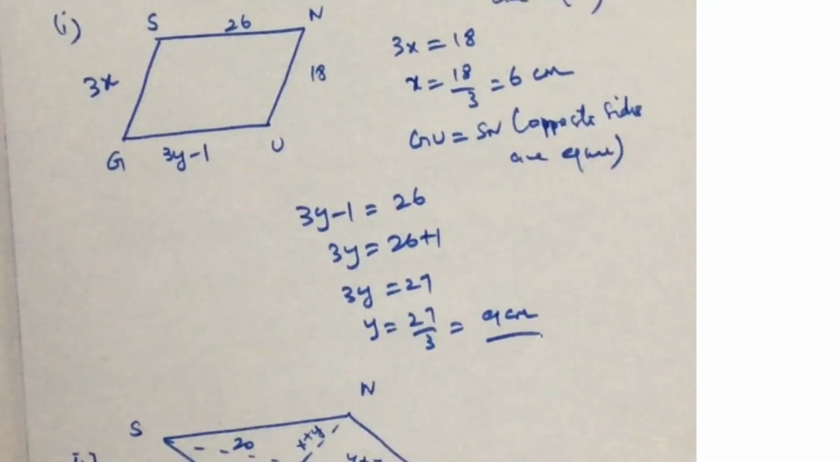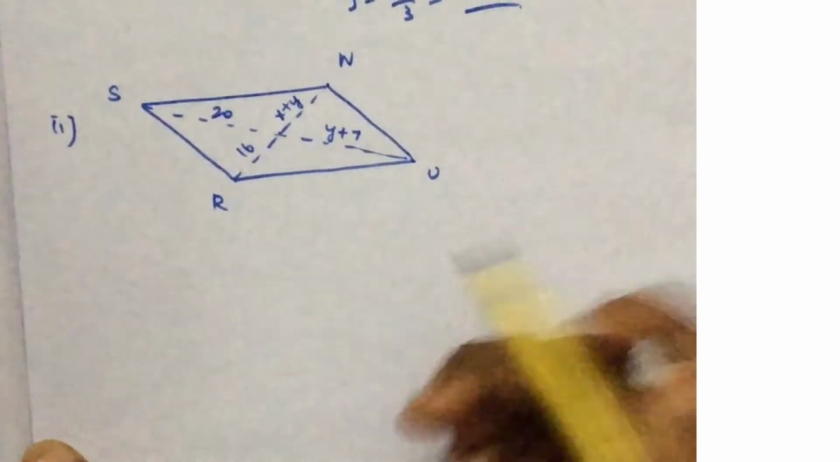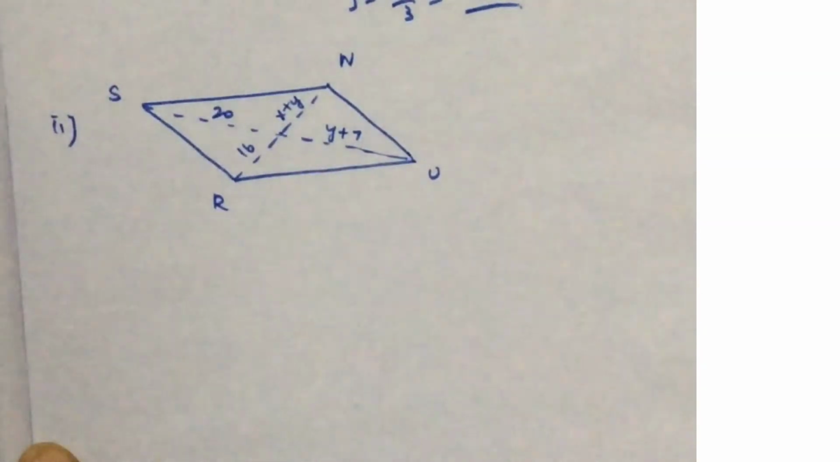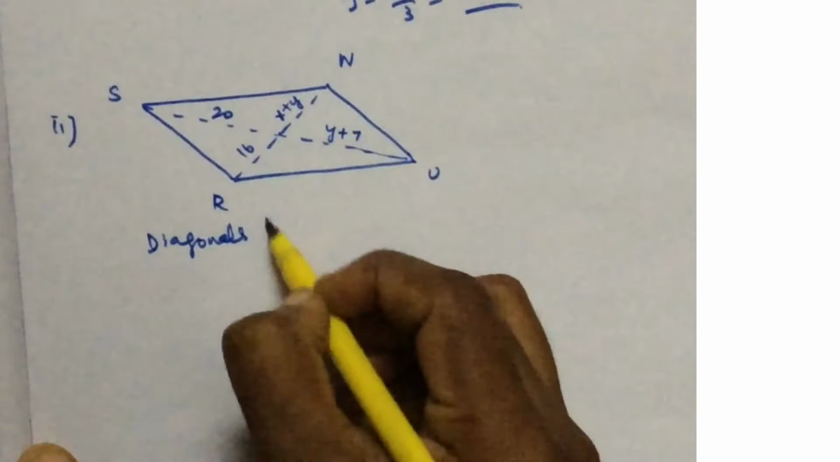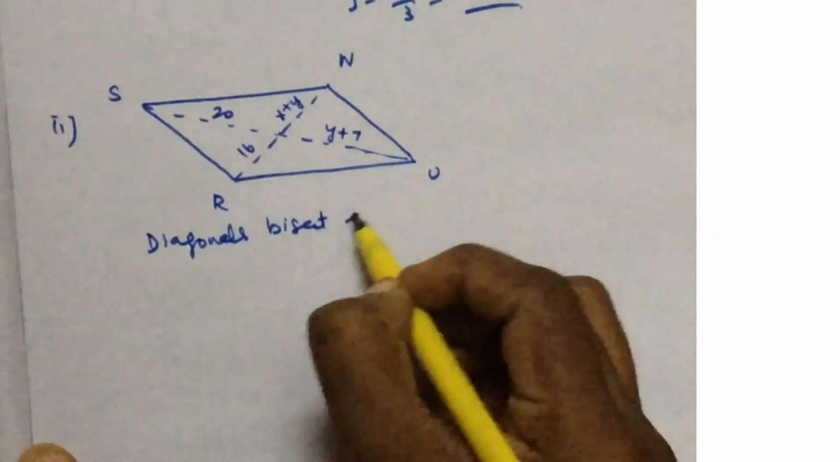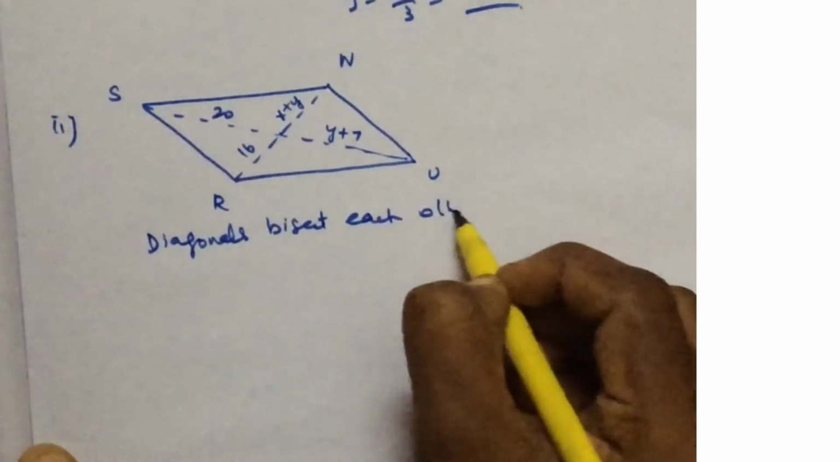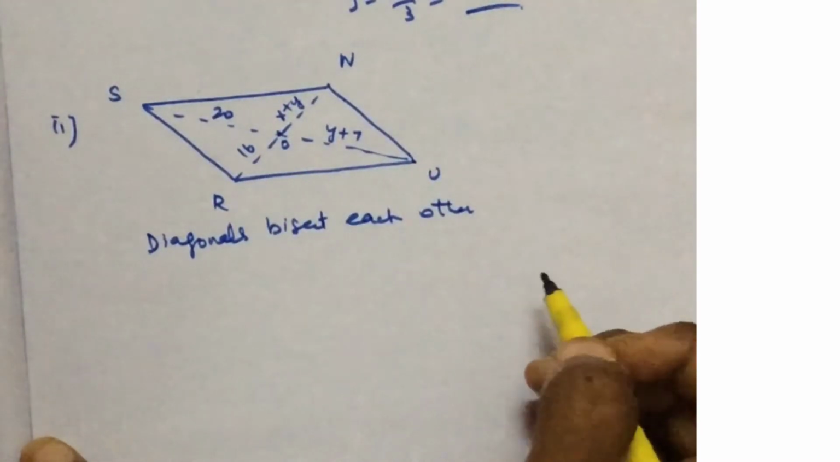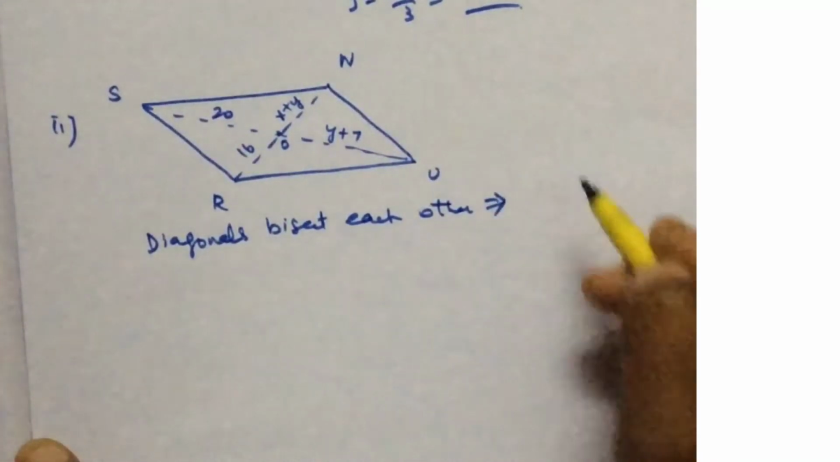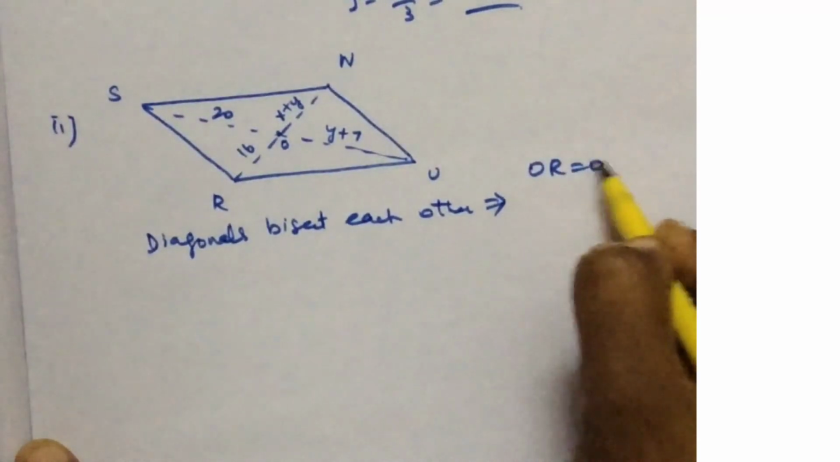Okay, x equal to 6 centimeter and y is equal to 9 centimeter. The next problem is, here you have to find what is x and y. We know that diagonals bisect each other, which means if I name this center point as O, from this property, OR equal to ON.